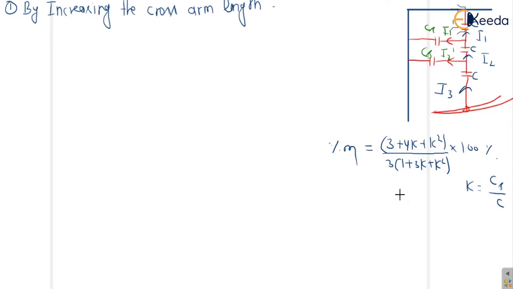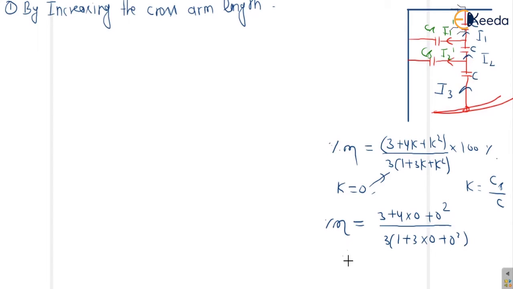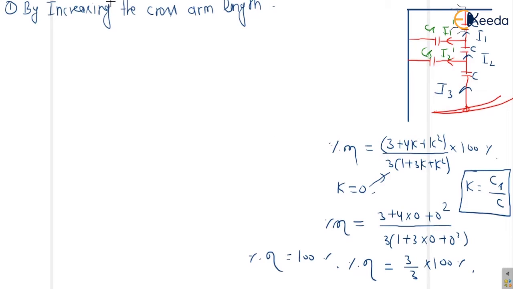If we put k equal to 0 in this equation, the percentage efficiency will become (3 + 4 × 0 + 0²) upon 3(1 + 3 × 0 + 0²). So percentage efficiency will be equal to 3 upon 3 into 100%. So percentage efficiency will be 100% if the k value is 0. We have the following methods to improve string efficiency.